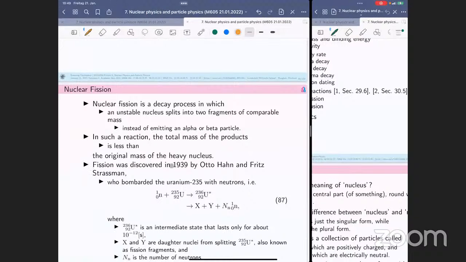Okay, fission was discovered in 1939, almost 100 years ago, by Otto Hahn and Fritz Strassmann. They are physicists, and they made the experiment by bombarding uranium-235. You know that uranium has many isotopes. Actually, it's a big element, right? Because it has 92 protons. It's a big element, actually.